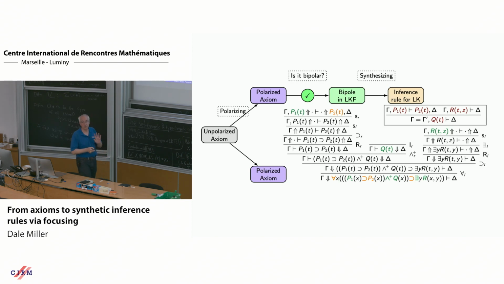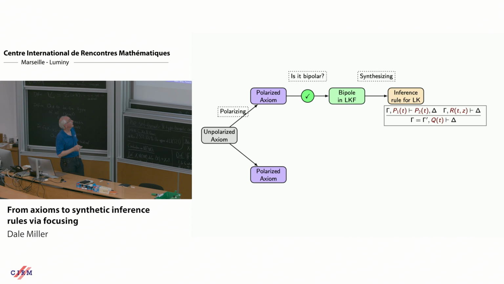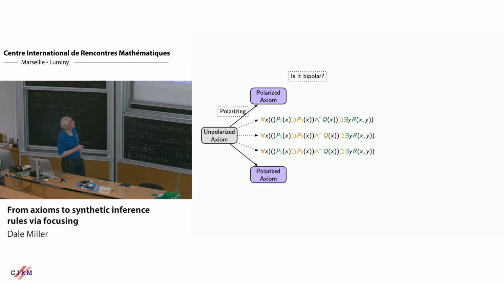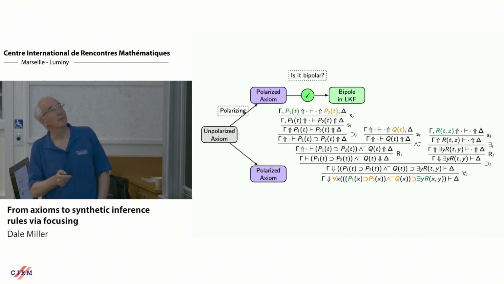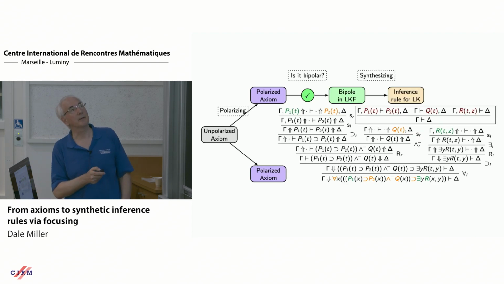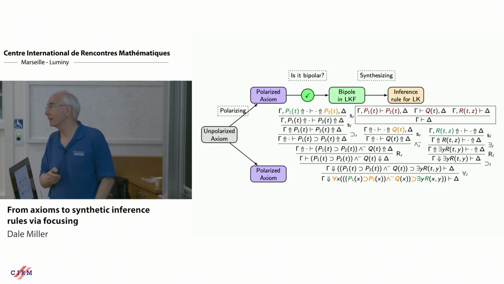So it's a rule just with atoms, okay? And this calculation helps you compute that. We can look at another example. So you could take the one in the middle. This time, it's still a bipole. You do another calculation, you get another synthetic rule, okay?